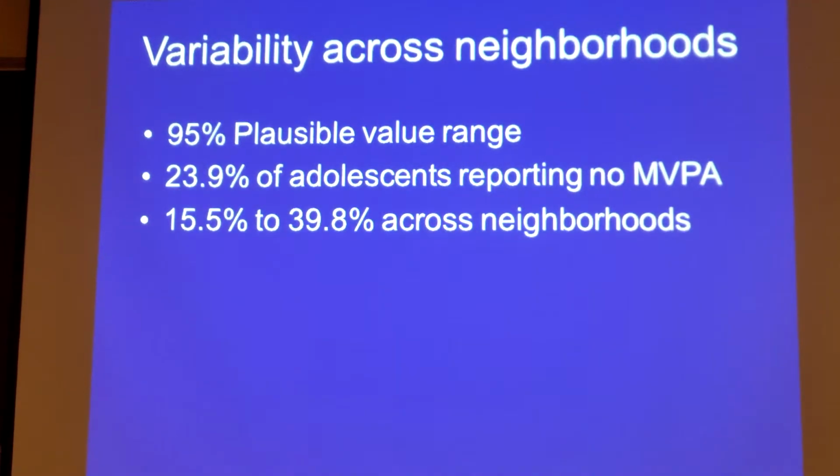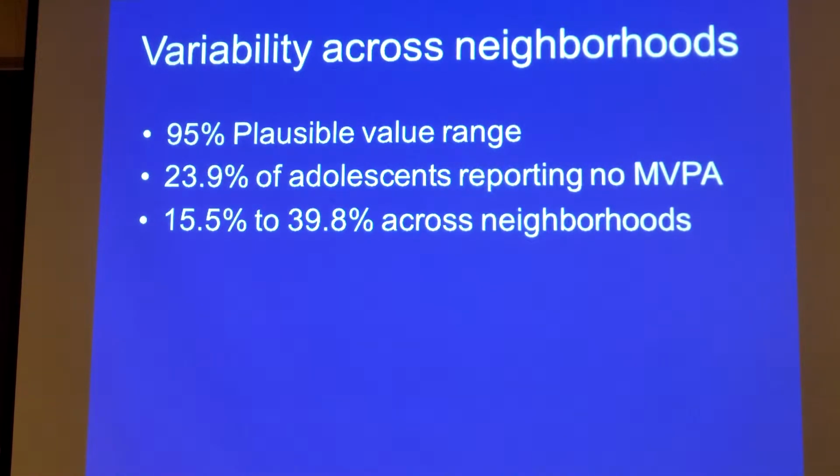So the null model, which gives us the 95% plausible value range, gives us an indication of variability. So for example, we know that from the sample, 24% of the adolescents reported participating in no physical activity. However, across the neighborhoods, this proportion of adolescents varied from 16% to just under 40%. So there is some variability. Neighborhood does matter here.